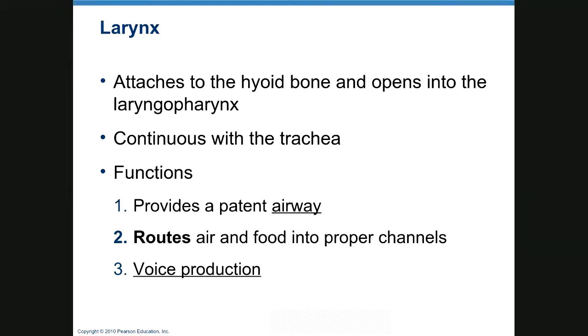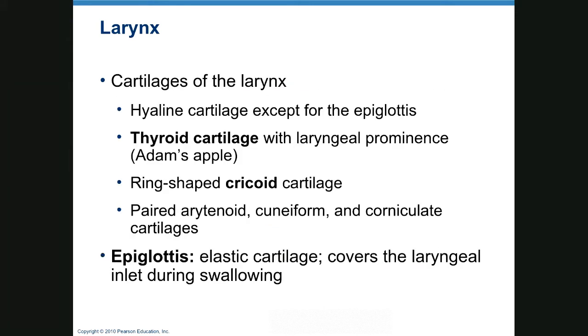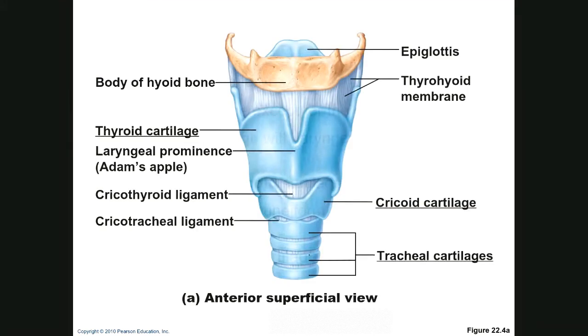The larynx attaches to the hyoid bone, continuous with the trachea. It provides an airway, it routes food, and it's also for your voice production. We have cartilages of the larynx. We're going to go straight to pictures.